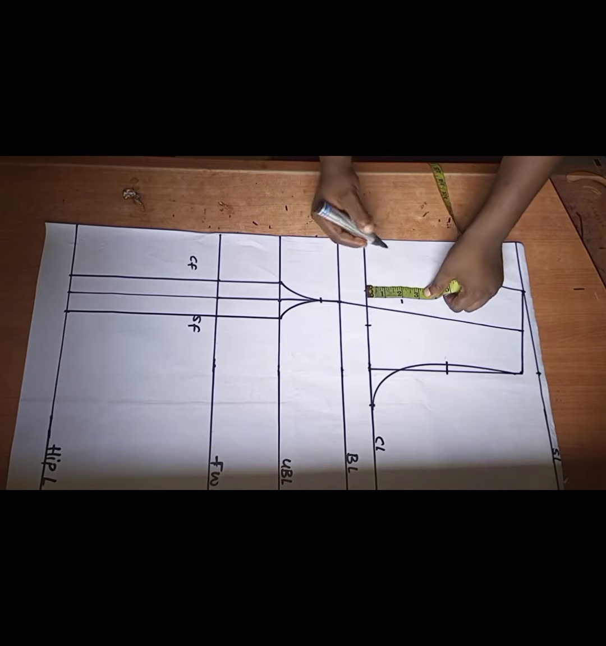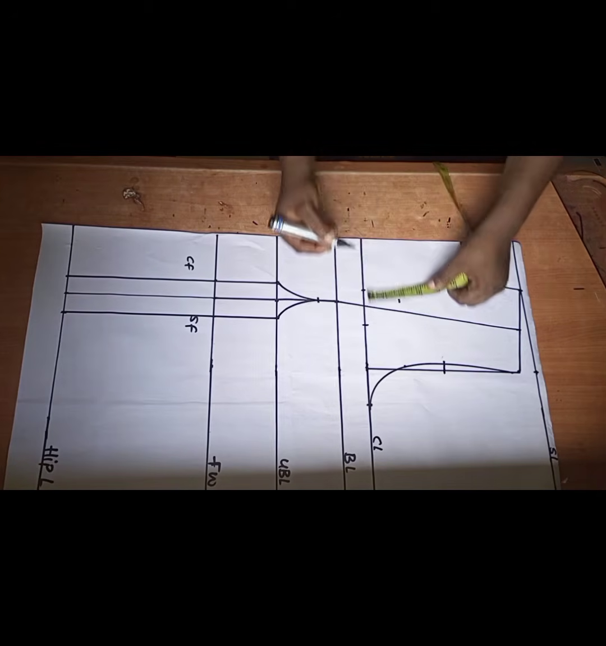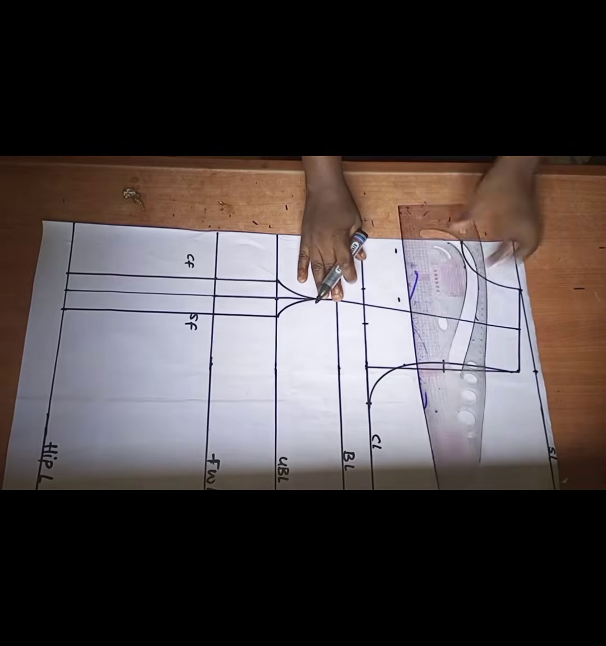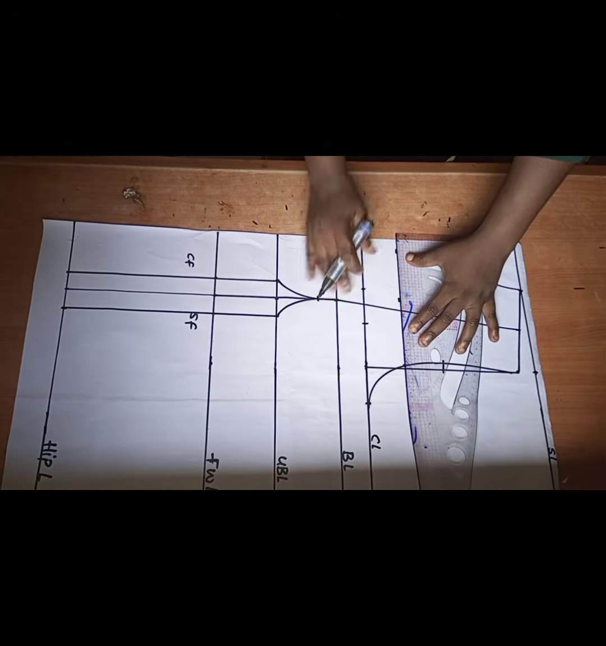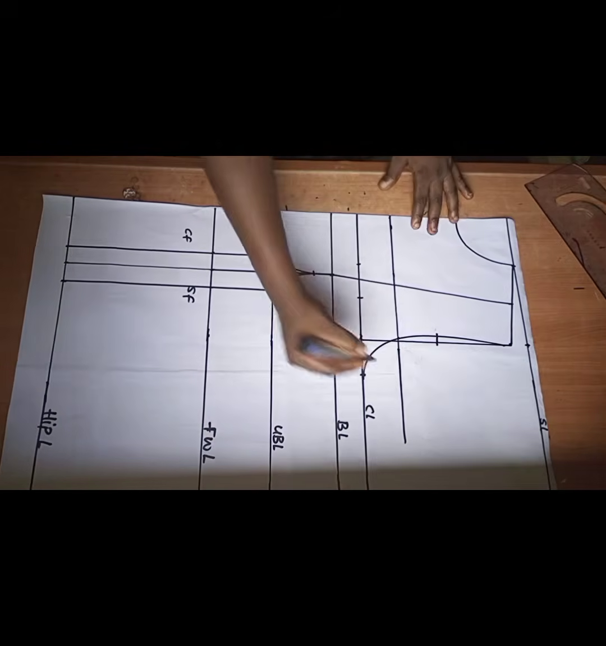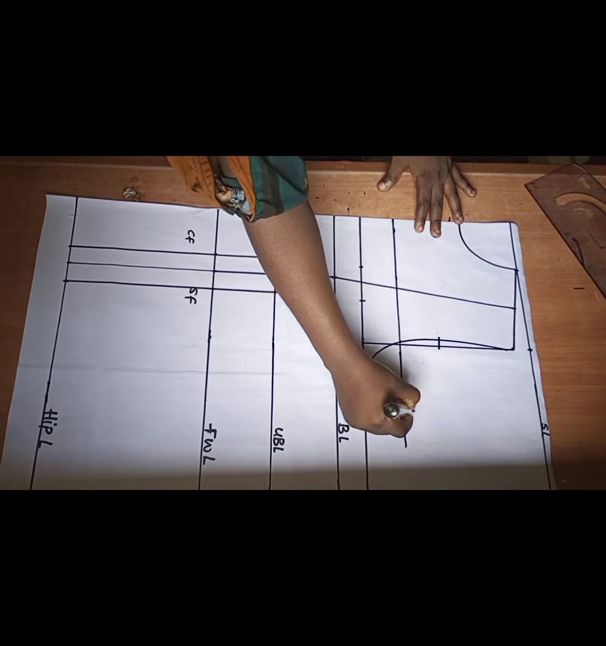Now you can come up by 1 inch, by 2 inches. It depends on how covered you want your bust to be, okay? Now I will go ahead and rule a straight line on that point, and then I will label this my upper chest line.